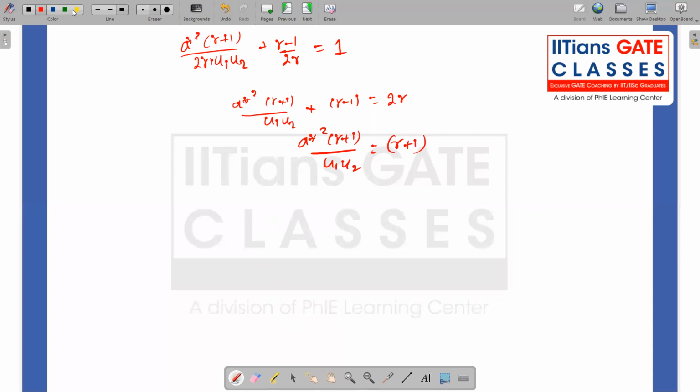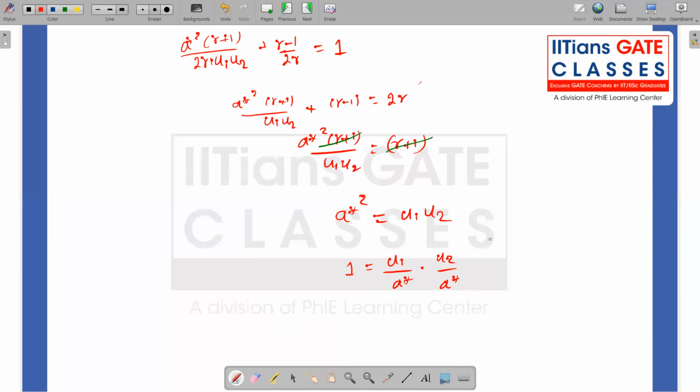So what happens? I can easily cancel this one and this one, right? So now I am left with a very unique condition, that is a star square is equal to u1 u2. And what I can do, I can keep this 1 here and I can divide a star square in this equation. That becomes a star times u2 by a star. So I'm splitting a star square into a star and a star.